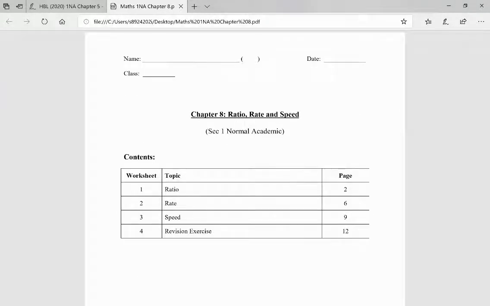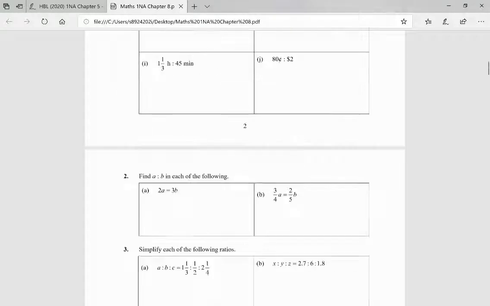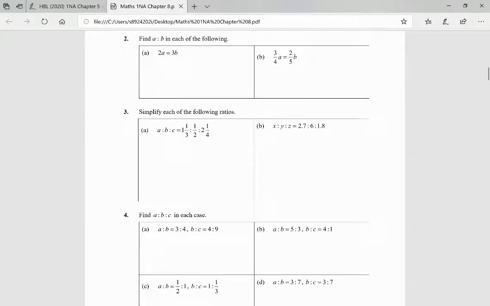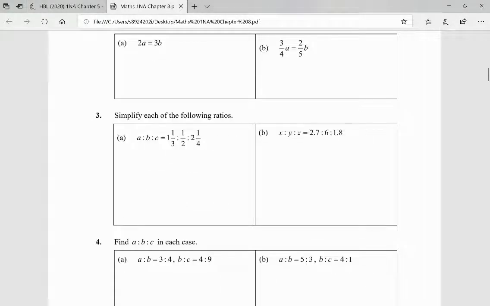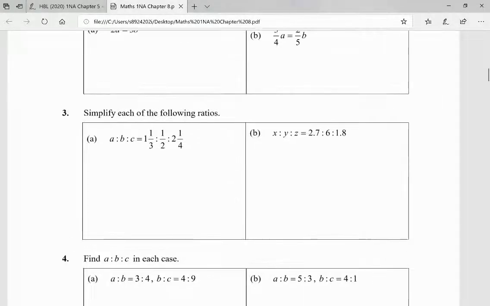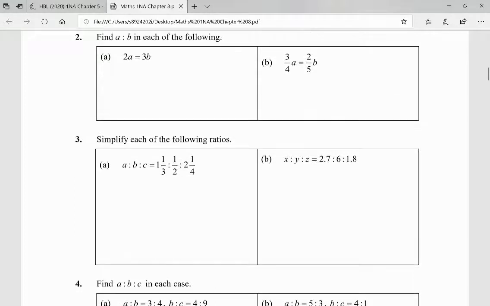Today I'll be touching on Chapter 8, Ratio, Rate and Speed. Previously we've already done part of Worksheet 1. Today I'll continue with ratio in three quantities. How do we simplify if we have A is to B is to C, or X is to Y is to Z? So basically 3 quantities.